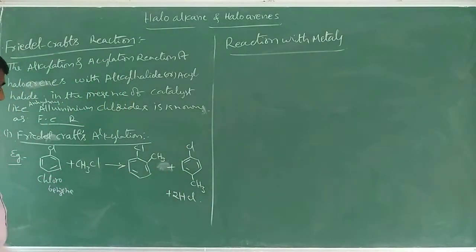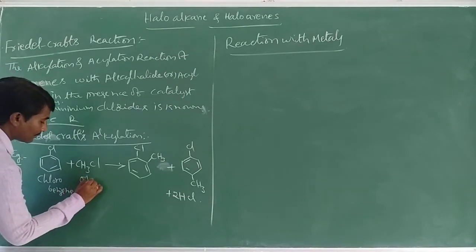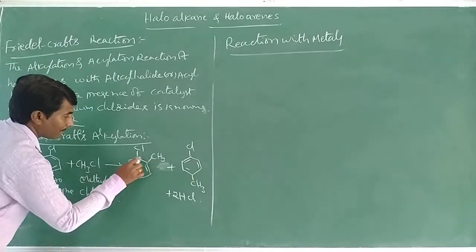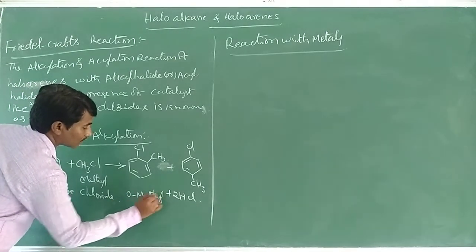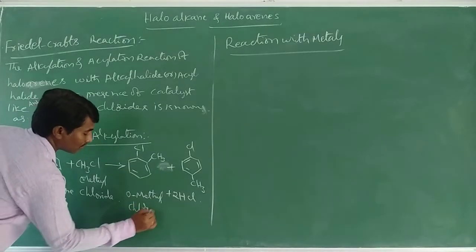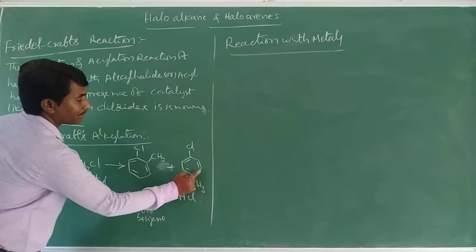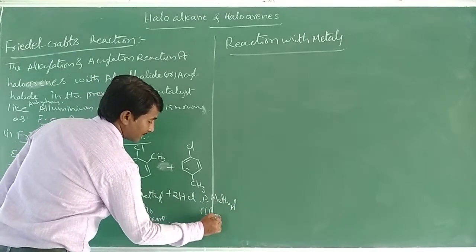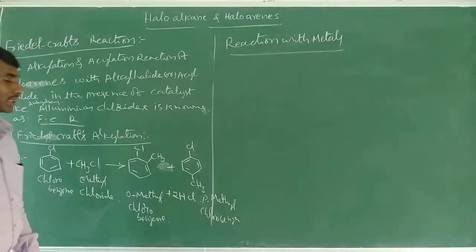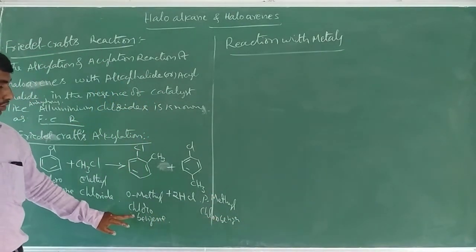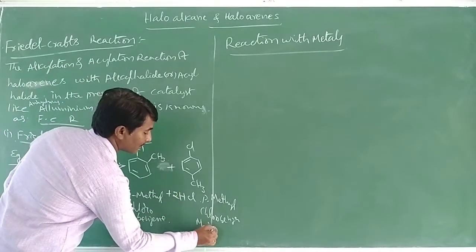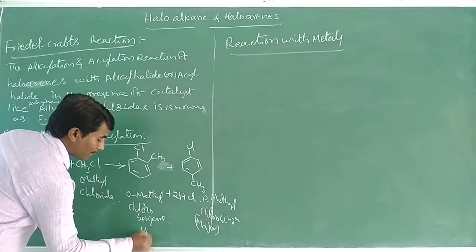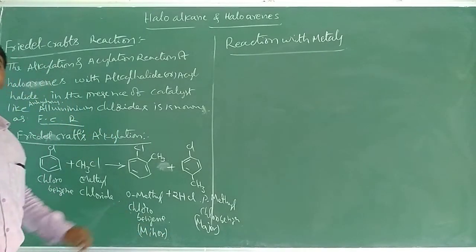So this is methyl chloride, and this is ortho methyl chlorobenzene, and this is para methyl chlorobenzene. The para product is the major product, and the ortho is the minor product.